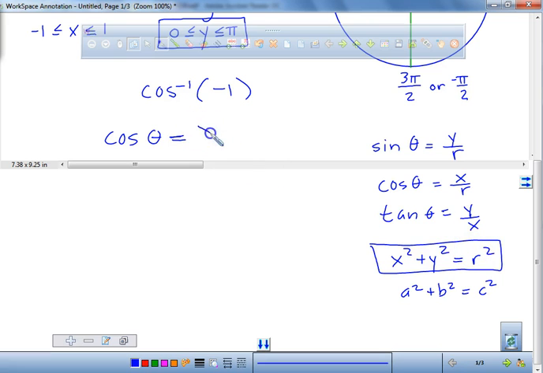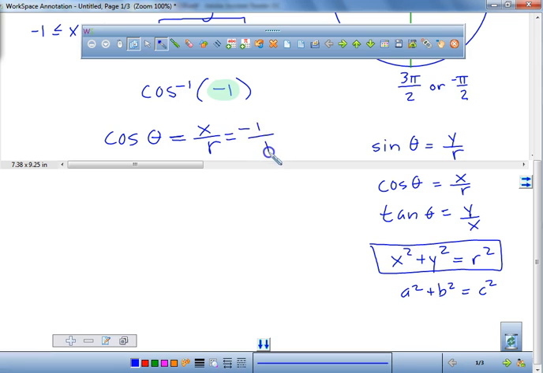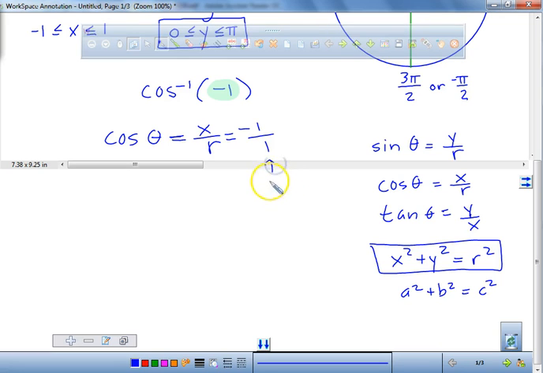Okay? So right now, I'm going to compare x to r. And I'm going to highlight this portion right here. My ratio has to be -1 to +1 because your radius always has to be positive. That's why I know my radius is a 1 and my x value is a -1.